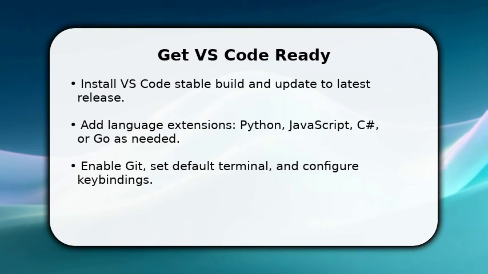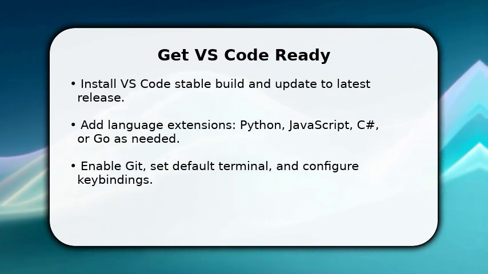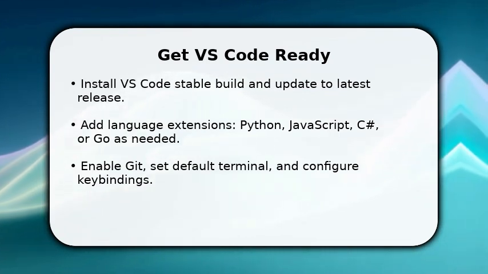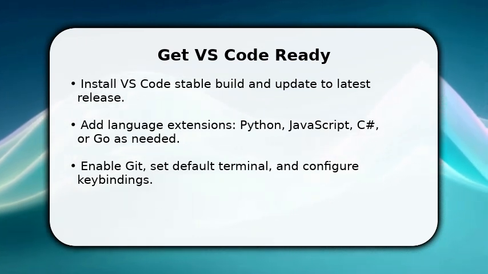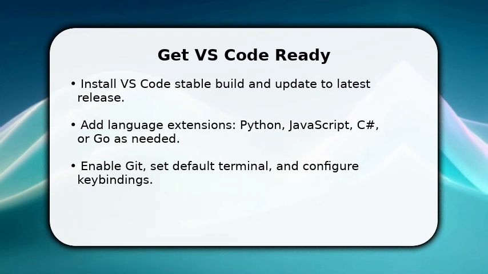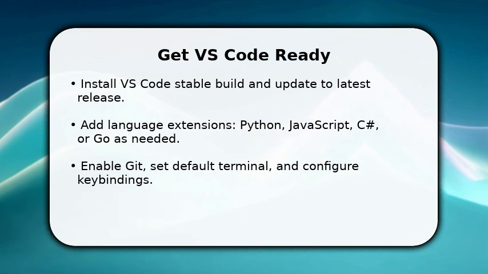You start by preparing the workspace. Install the stable VS Code build and add the language extensions you need, such as Python or C#. Once done, enable Git integration and pick your default terminal so commands run where you expect. Make sure to configure key bindings and editor settings for indentation and formatting.